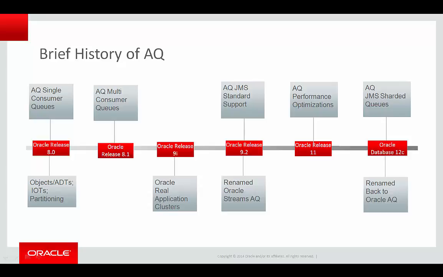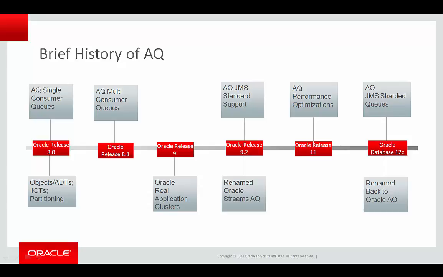AQ introduced single consumer queues way back in Oracle Release 8.0. Release 8.0 is also when objects and abstract data types were introduced, as well as index organized tables and partitioned tables. AQ uses ADTs as part of its PL/SQL APIs, and it uses IOTs as part of its non-sharded queue architecture.